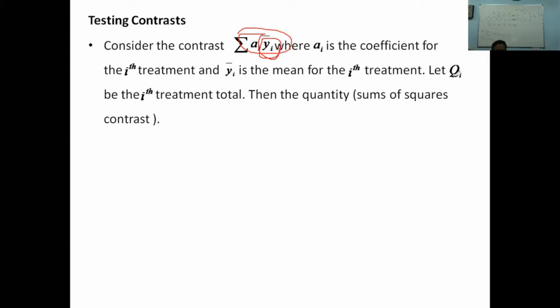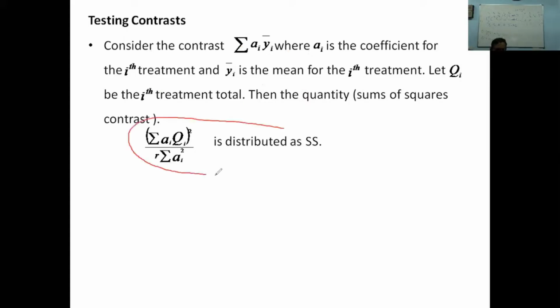And let Qi be the treatment total. It is the treatment total, Qi, okay? And how to calculate the sums of square? Let's look at that. So this is the formula to calculate the sums of square of a contrast, right?